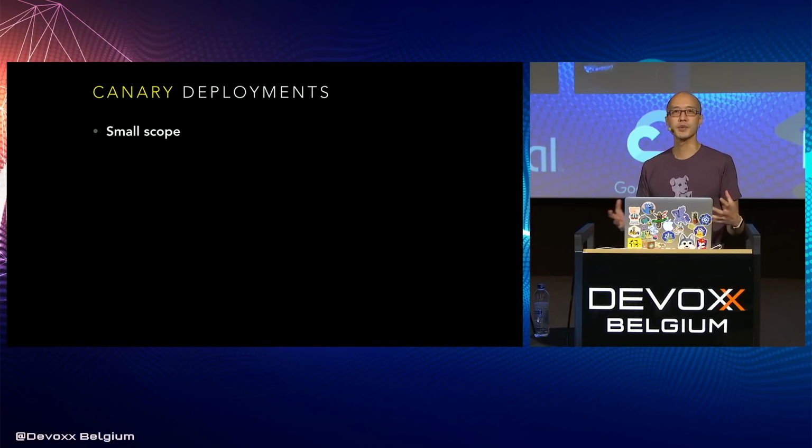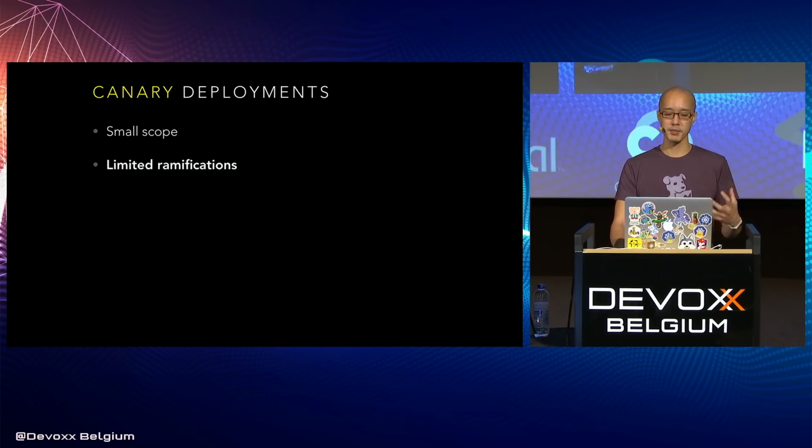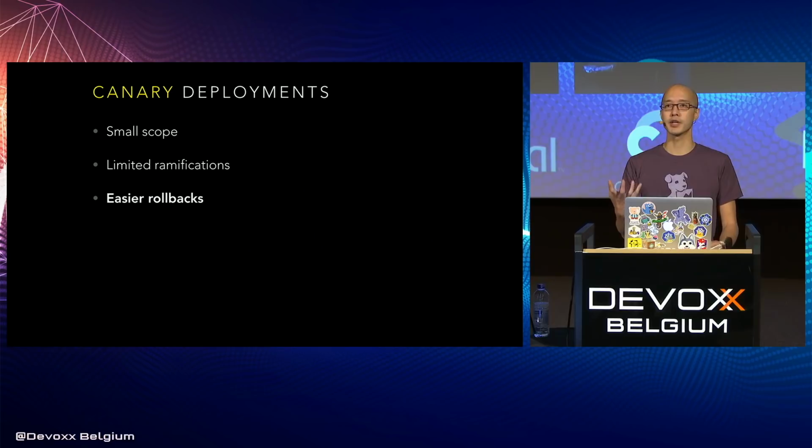So Canary deployments, really, at a high level, they give us a smaller scope, right? We can limit the blast radius. There's limited ramifications. If I roll out some bad code that has a horrible experience, well, I'm not going to drive all of my customers away. There's just going to be a few that experience that. And hopefully I can detect that with my monitoring and then roll that back. And it does have easier rollbacks because we're constantly supporting the current version of production and the new version.